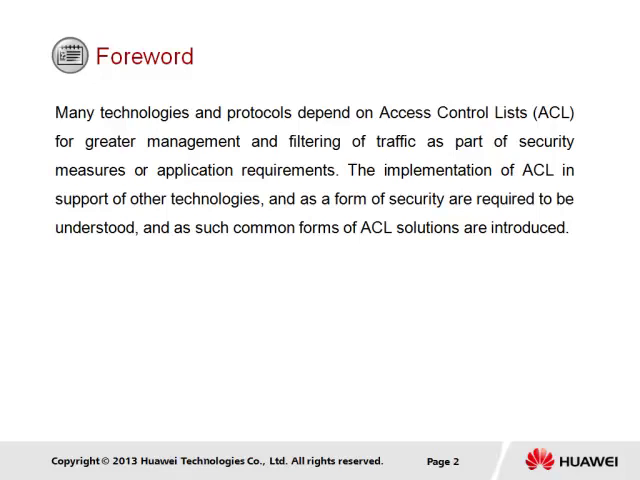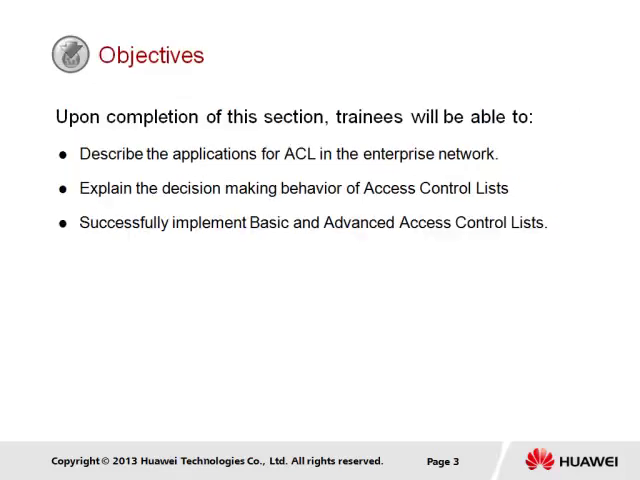The implementation of access control lists in support of other technologies and as a form of security are required to be understood, and as such, common forms of access control list solutions are introduced. Upon completion of this section, it is generally expected that trainees will be able to describe the applications for access control lists in the enterprise network, explain the decision-making behavior of access control lists, as well as successfully implement basic and advanced access control lists.